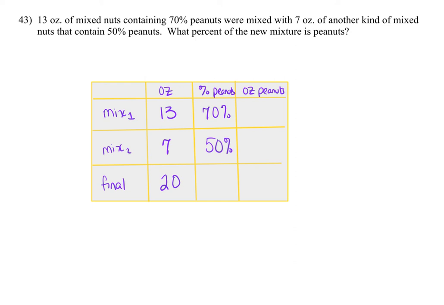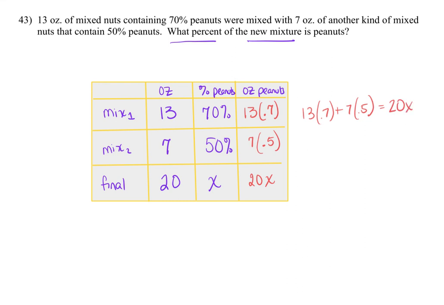All right? This last statement says, what percent of the new mixture? X. That's where my X is going to go. I don't know the percentage. You do not add the middle column down, ever. But you always multiply across. So this is going to be 13 times, and we do change that to decimal. 7 times, and we do change that one to decimal. 20 times X. This last column is your equation. Add down. 13 times 0.7 plus 7 times 0.5 equals 20 times X.